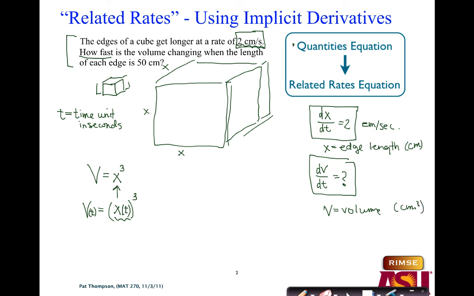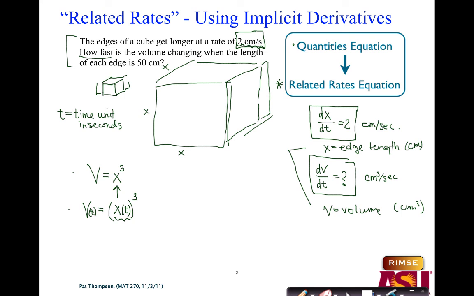So this, how the volume changes over time, just using the units from the problem, would be cubic centimeters per second. But in any case, this here, quantities equation, we know how x and V are related, right? V equals x cubed. Simple, right? What we want to know, if one changes with respect to something else, in this case time, how does the other change? Well, you can put in this function notation if you want, or you can leave it alone as it was.